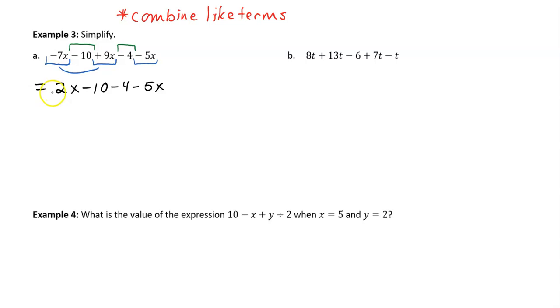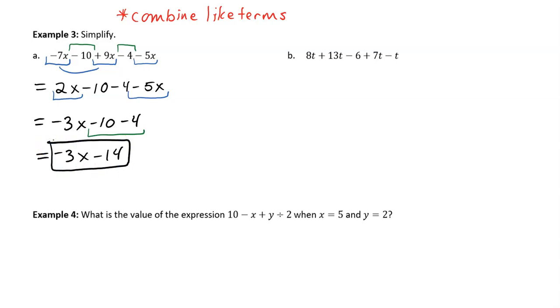I still have some like terms with the x values. So I have 2x now minus 5x. And that'll give me a negative 3x. Minus 10 minus 4, so I've combined my like terms, adding my values now, my numbers that don't have a variable, those are like terms in themselves. I'm going to get negative 3x minus 14 as my answer.